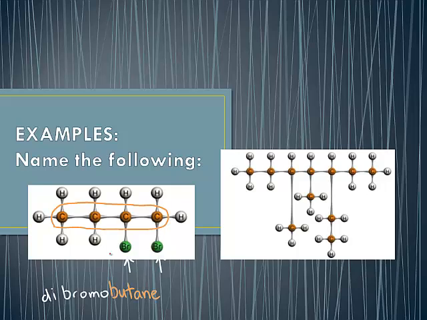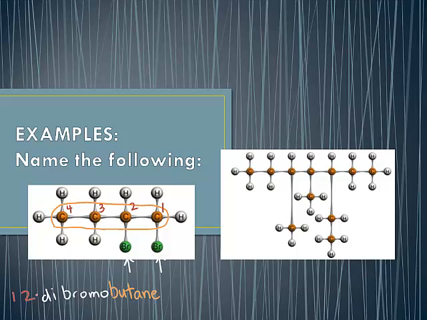Well, I can start numbering on the left, and it would go 1, 2, 3, 4. Or if I start numbering on the right, I would end up with 1, 2, 3, 4, giving me a lower set of numbers. So I'm going to start numbering on the right, 1, 2, 3, 4. Making this 1,2-dibromobutane.